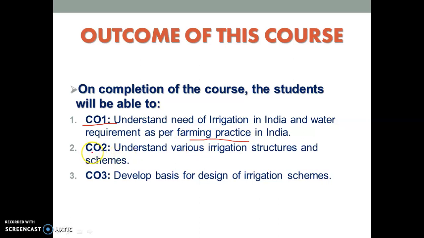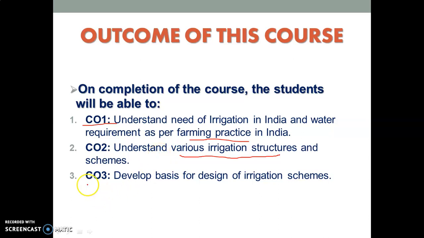The next course outcome is that students will be able to understand various irrigation structures and schemes. Under these, we'll study different dams. The irrigation structures are dams, reservoirs, weirs, canals, barrages, and the schemes are different schemes such as a lift irrigation scheme.